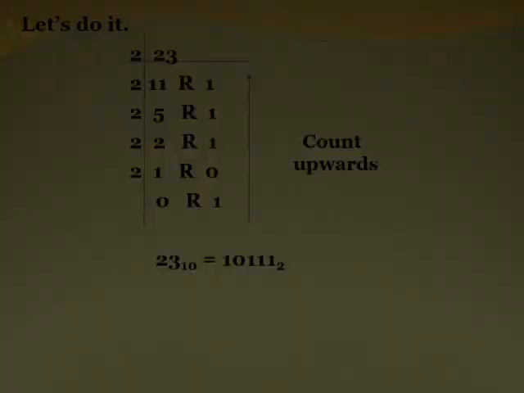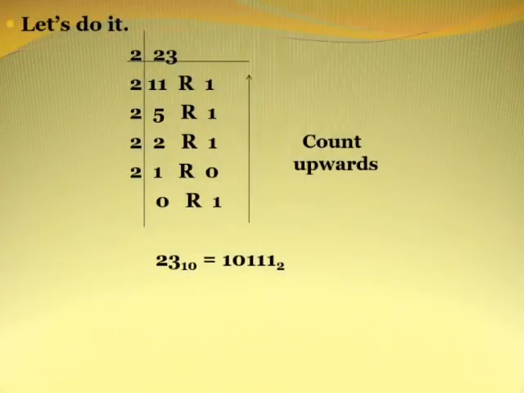Now let's do it. 2 into 23 is 11, remainder 1. 2 into 11 is 5, remainder 1. 2 into 5 is 2, remainder 1. 2 into 2 is 1, remainder 0. 2 into 1 is 0, remainder 1. Now we're going to count the remainders from below to top. Counting from below to top, we'll have 10111. Therefore, 23 in base 10 equal to 10111 in base 2.